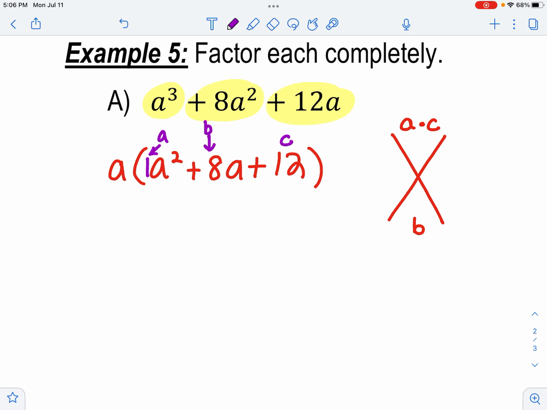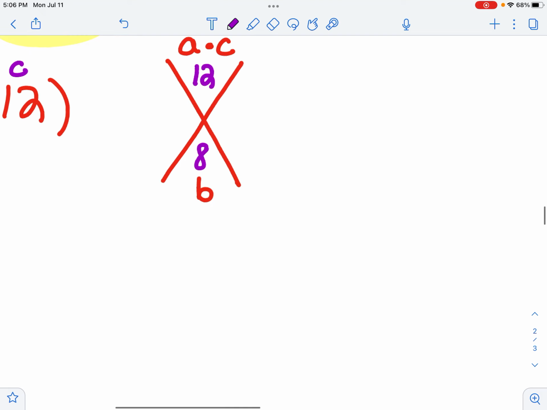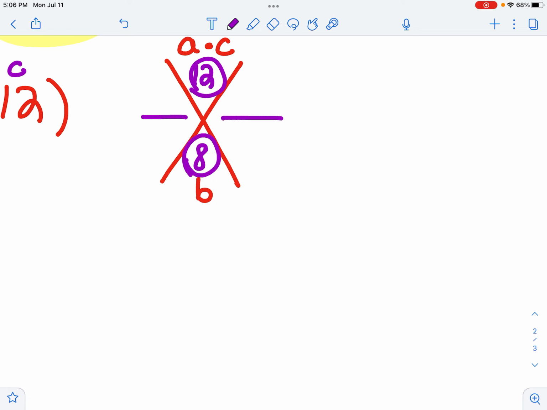So I'm going to write what A times C is. 1 times 12 is 12. And I'm going to write my B value down here, which is 8. So now I am putting 2 lines right here because I'm thinking of 2 numbers. When I multiply these 2 numbers, I have to get 12. And when I add them, I have to get 8.